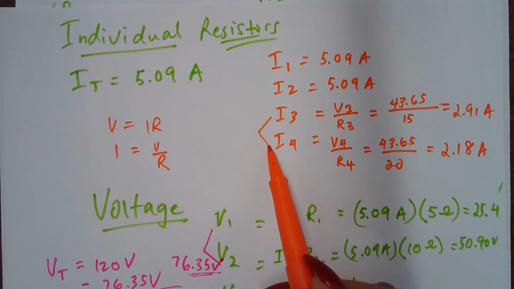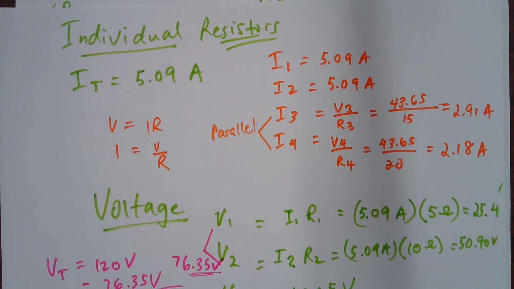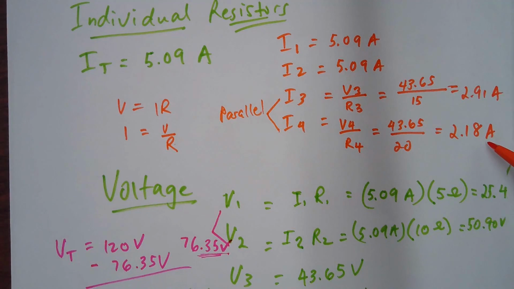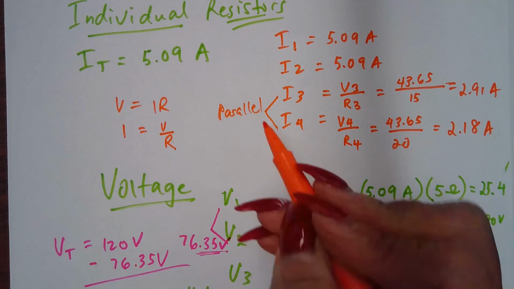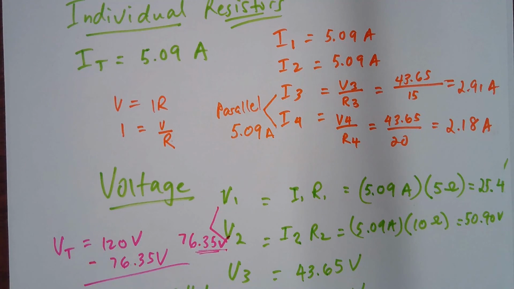Okay, so let's take a look here. When you combine these two, these are in parallel. What happens when they are in parallel? What happens to the current? Is it different or the same? Different. If you combine these two, 2.91 plus 2.18, how much are you supposed to get? Well, how much do you get? Go ahead, add it up. You get the total. You should get 5.09 amps. And do you? You do. Why though? Well, because that's the current.